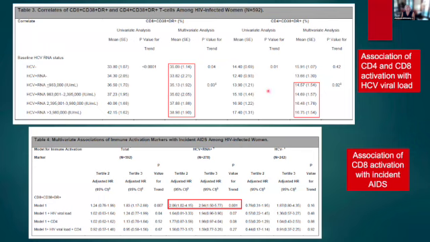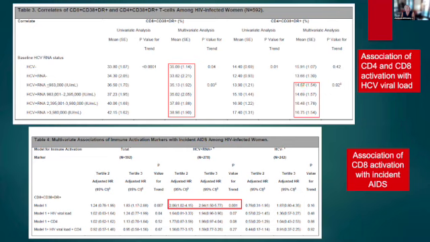So now we're going one step further. How does this affect the activation? What is the mechanism? You can see here in multivariate models that those who have the highest level of viral load have higher activation levels than those who are HIV only infected. Same with HCV. Same with CD4 cells.